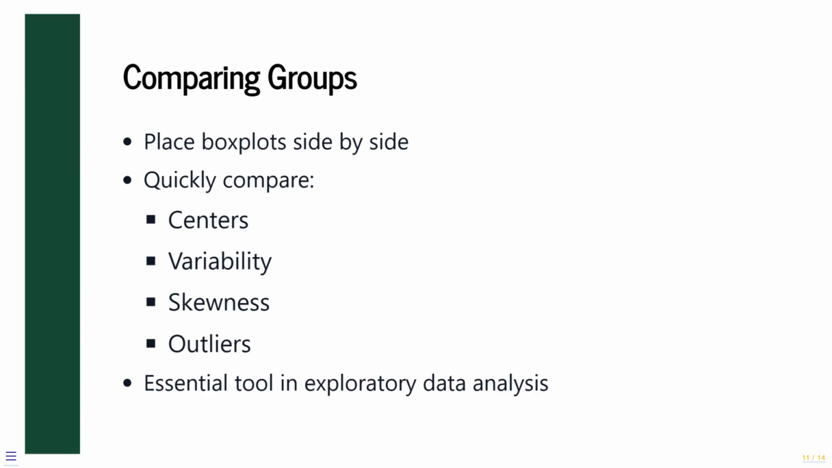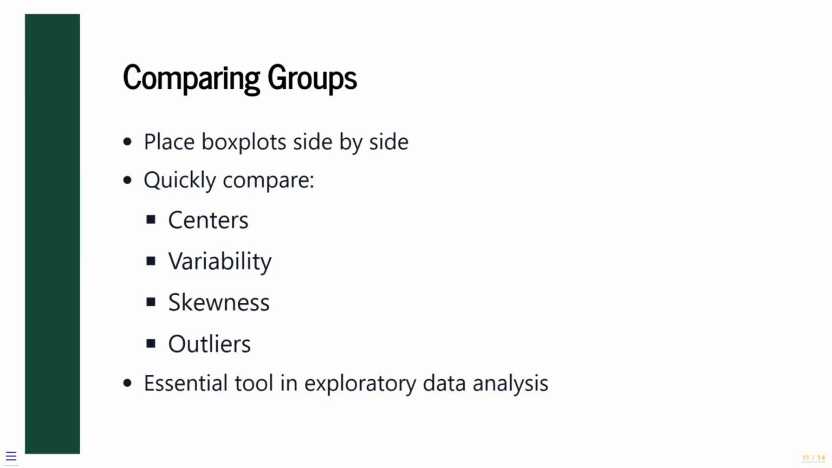A major strength of box plots is how well they support comparing groups. If you have two or more categories like different classes, different teams, different treatments, or different populations, you can put multiple box plots side by side on the same scale. Then you can quickly compare centers by looking at the medians. You can compare variability by looking at the IQRs, meaning the box lengths. You can compare skewness by looking at where the medians sit within the boxes and how the whiskers differ. And you can compare outliers by looking for individual points beyond the whiskers.